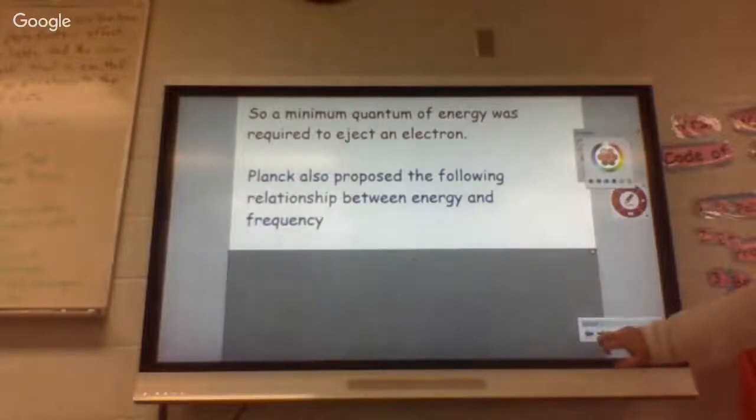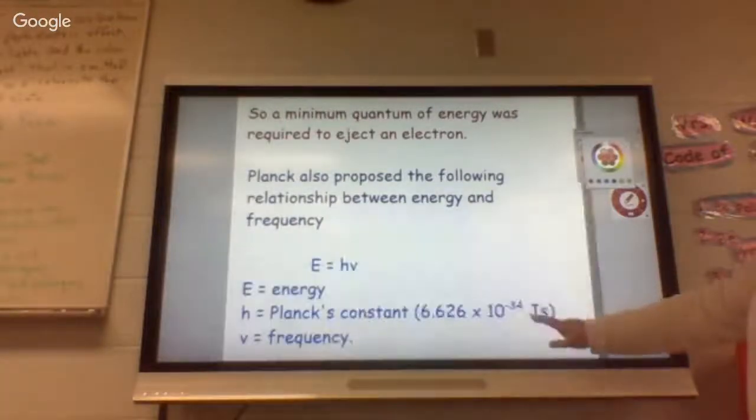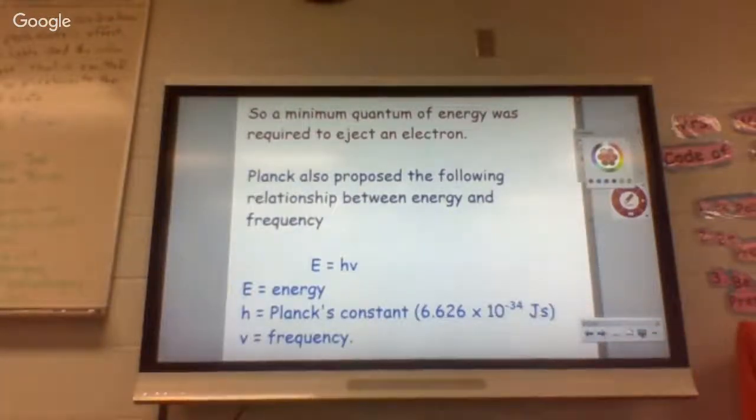All right. So, what's the equation he wrote to go with it? E equals hv. Now, E stands for what? Energy. H is a constant. It's called Planck's constant. I put the number there. You are never going to calculate with that number. You do not have to write the number down. I just put it there so you could see what the number is.